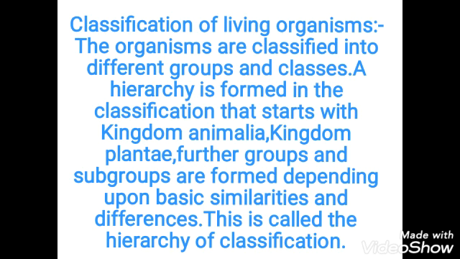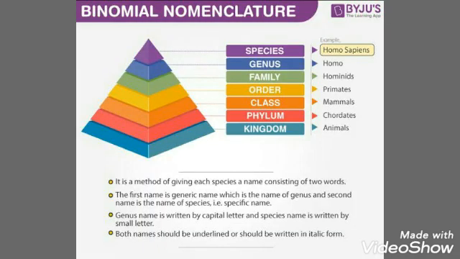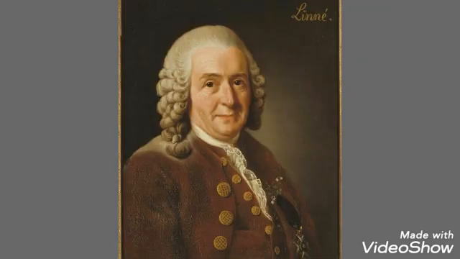A key factor in the struggle for existence. Darwin called the ability of an organism to survive the fitness. Classification of living organisms. The organisms are classified into different groups and classes. A hierarchy is formed in the classification that starts with the kingdom Animalia, kingdom Plantae. Further subgroups and groups are made depending upon the basic similarities and differences. This is called the hierarchy of classification.